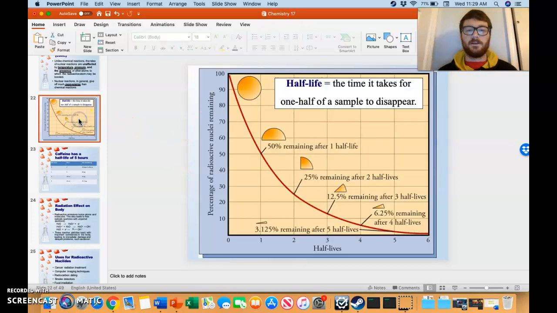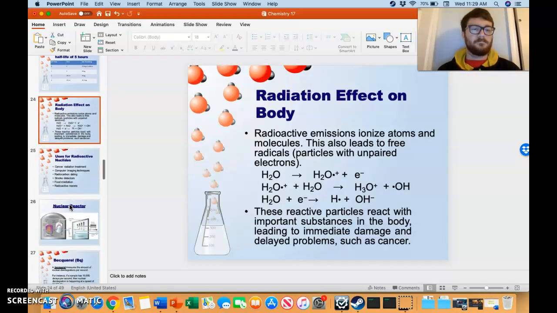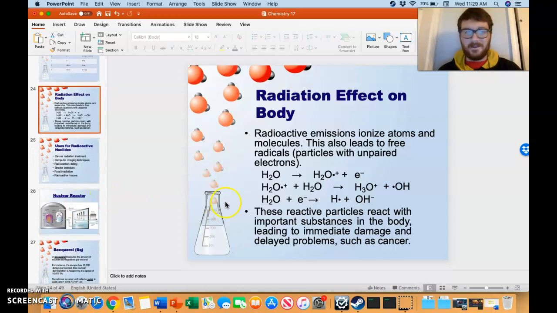And you can see here, after 1 half-life, 50% of it's remaining. 2 half-lives, 25%, 3, 4. Now you have only a fraction of what you originally had. That's how to do a half-life chart. It's actually not very complicated. If you need another example of that, you can just Google it, as we are learning from the internet.